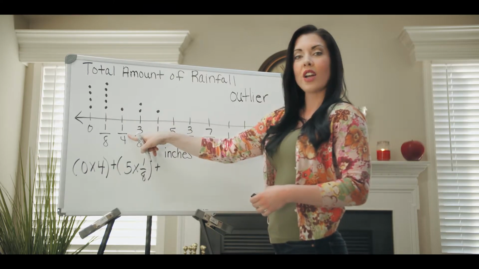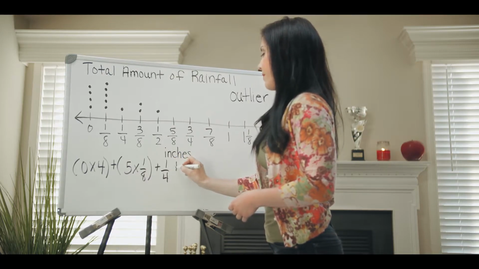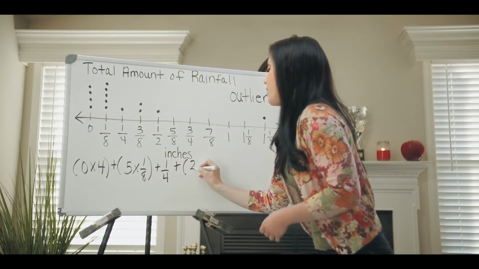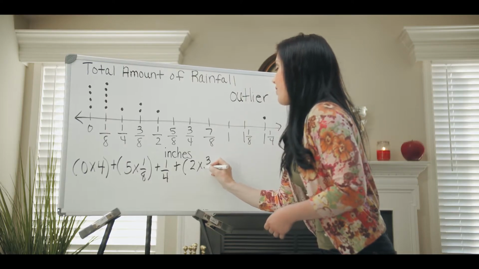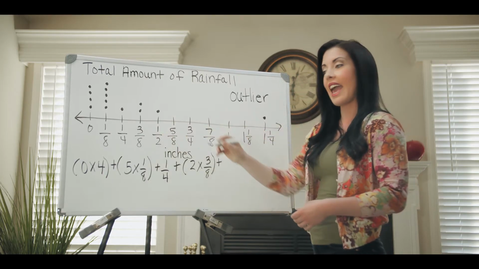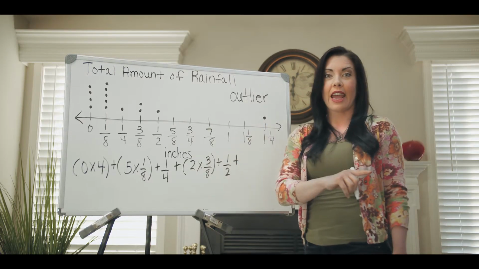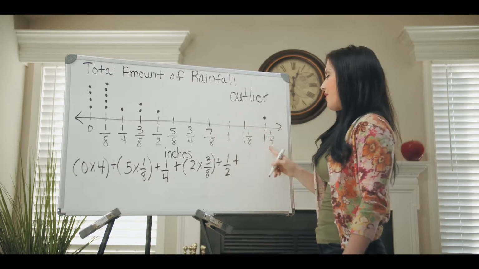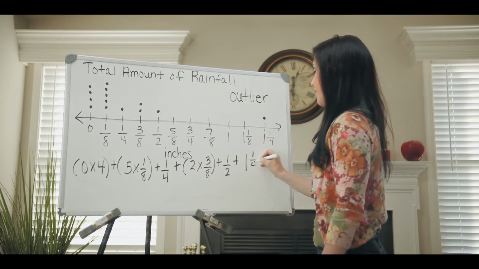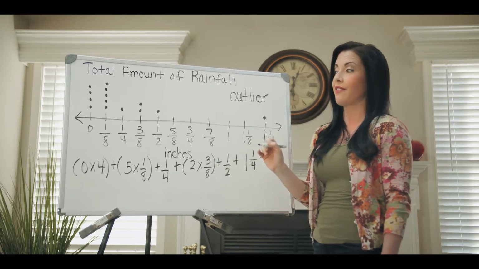Plus, we only have 1 dot at 1/4. Plus, let's keep going, 2 dots at 3/8. So 2 times 3/8 plus 1 dot at 1/2 plus, don't forget our outlier, right? Over here, 1 dot at 1 1/4. 1 1/4. Okay, and I'm going to call this R to stand for the amount of rainfall, okay?